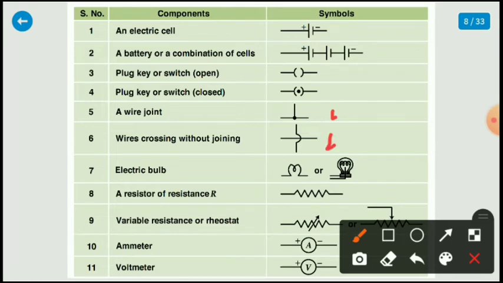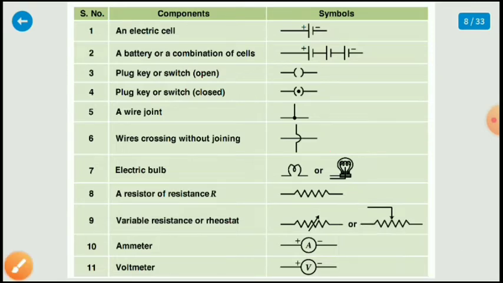Electric bulb is represented by this symbol. And this is a resistor, and this is the variable resistor, or you can say it as a rheostat. It is the symbol for the rheostat and it is the symbol for the variable resistor.